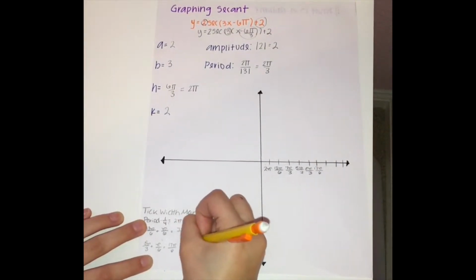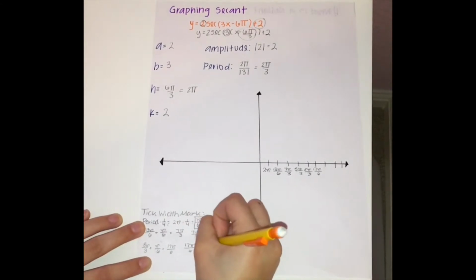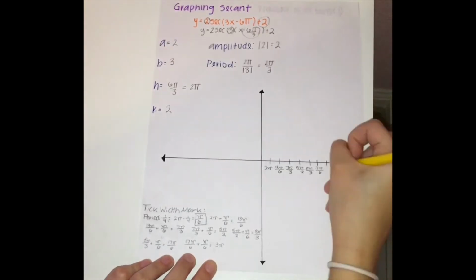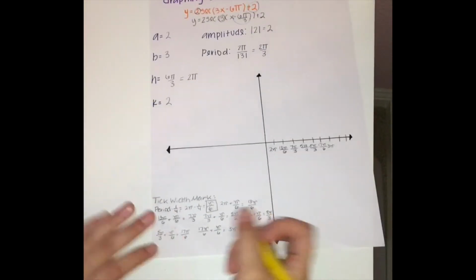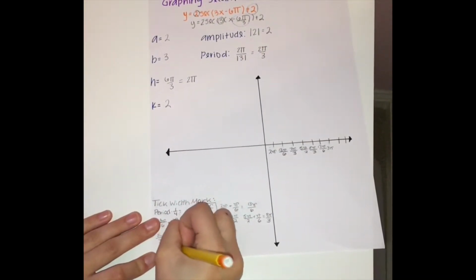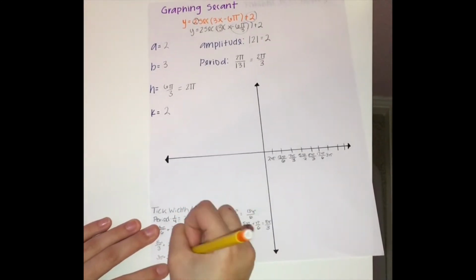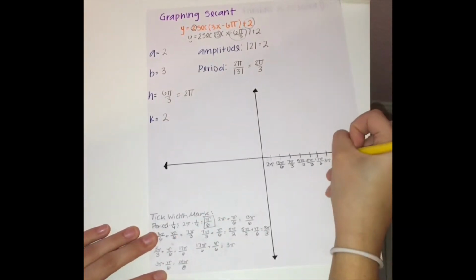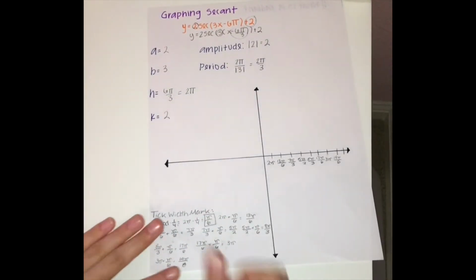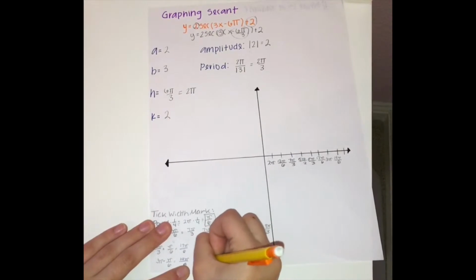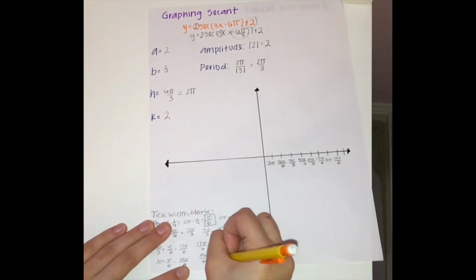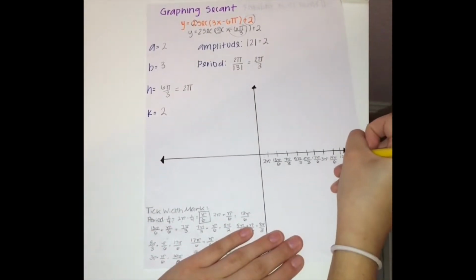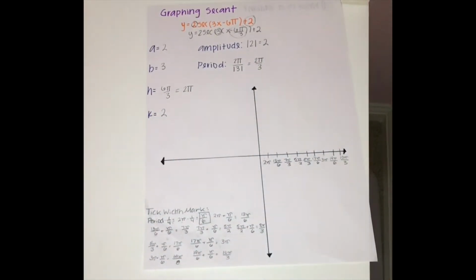Then you're going to take your 17 pi over 6, add pi over 6 to it, and you'll get 3 pi. Then you're going to take 3 pi, add pi over 6 to it, and you'll get 19 pi over 6. Then for your final tick mark, 19 pi over 6 plus pi over 6, and you'll get 10 pi over 3. And this is going to be your final tick mark, which will show where your graph is going to end.